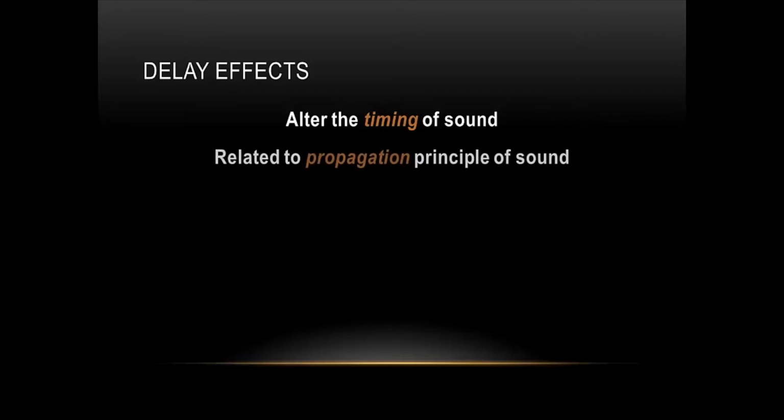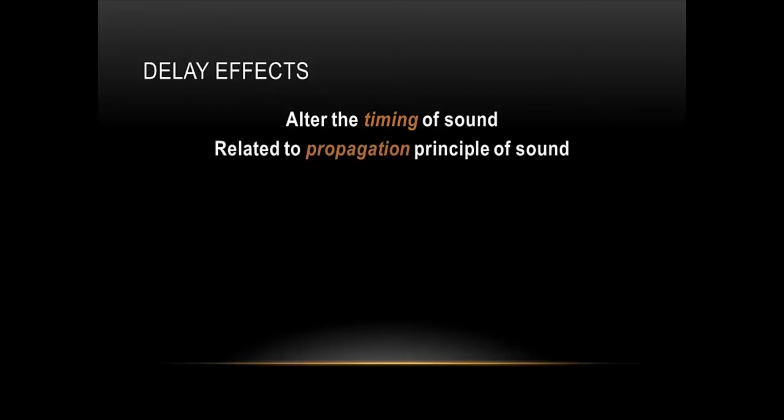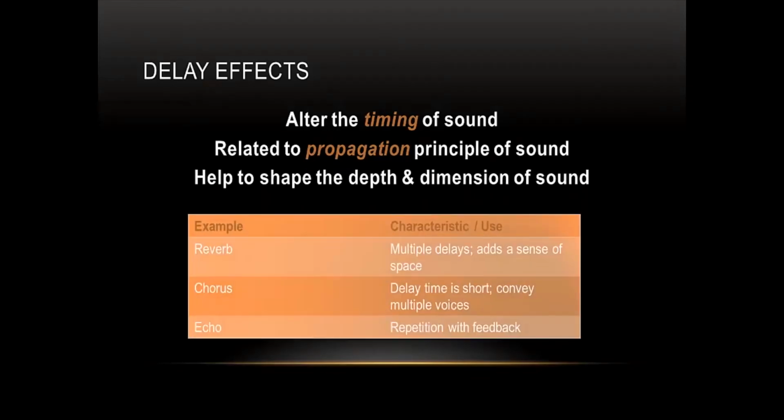Next, you have the delay effects. They work by altering the timing of sound. They are related to propagation principles of sound, and they help to give depth and dimension to the sound. Let's look at a few examples. You have reverb. It's basically multiple delays. They add a sense of space to the sound, so you can actually give the sense of the sound originating from a grand hall, from a small room, even from the Grand Canyon. So you can play around.